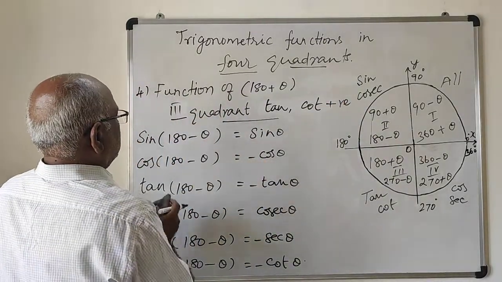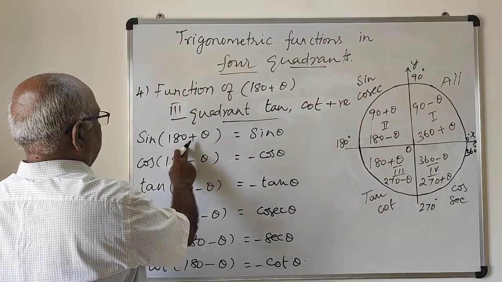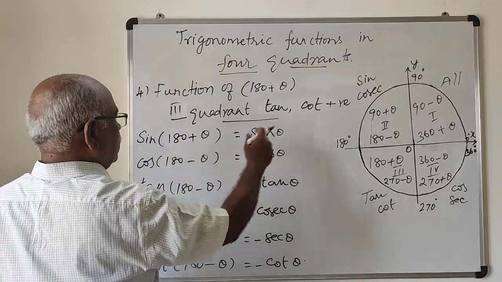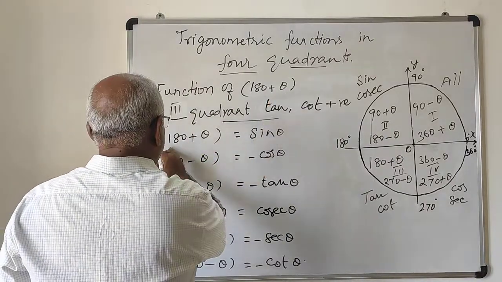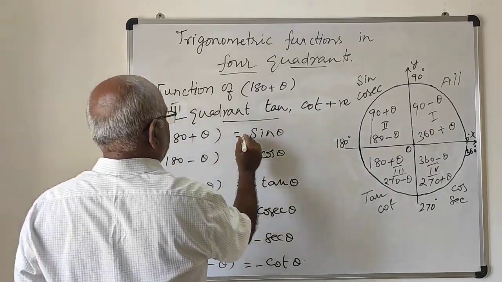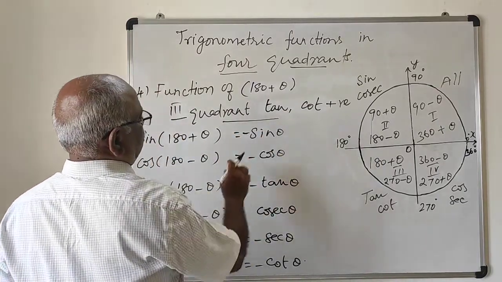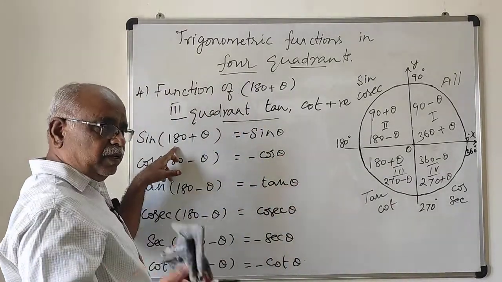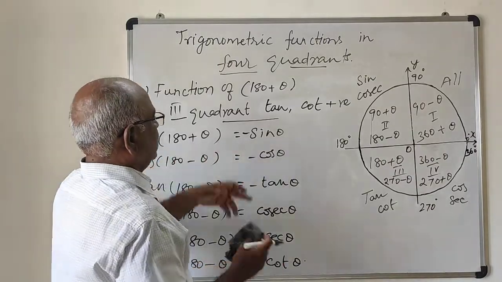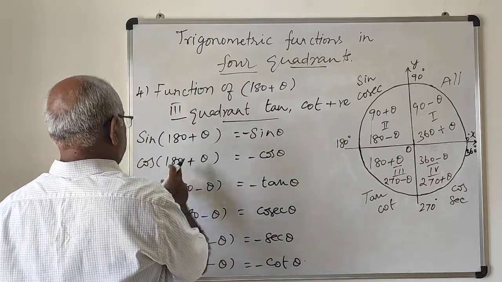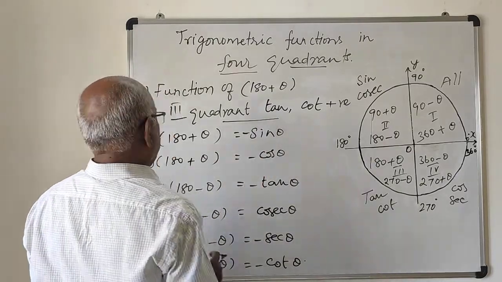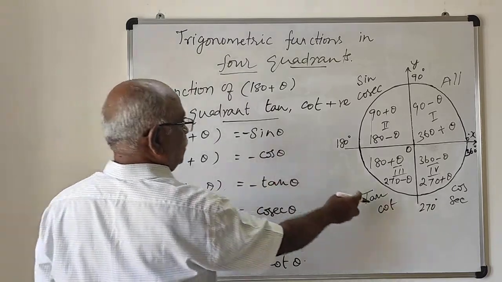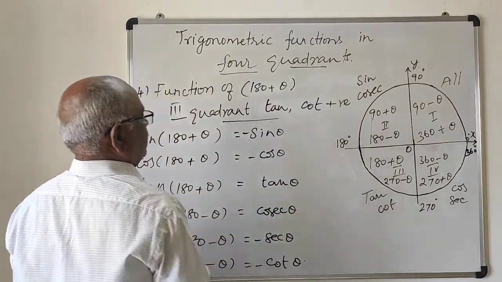Therefore, sin 180 plus theta: third quadrant, tan only positive, sin negative, and 180 will not change the ratio, therefore minus sin theta. Cos 180 plus theta, third quadrant, cos negative, minus cos theta. 180 will not change the ratio. Tan 180 plus theta, third quadrant positive, therefore tan theta.